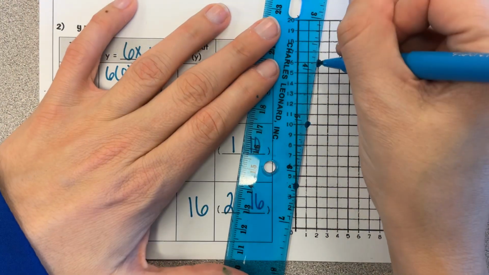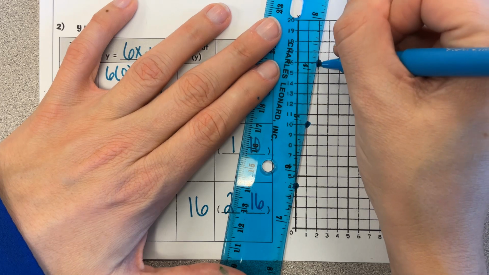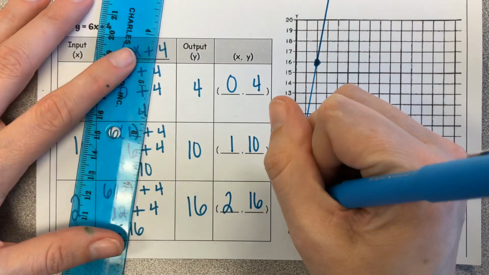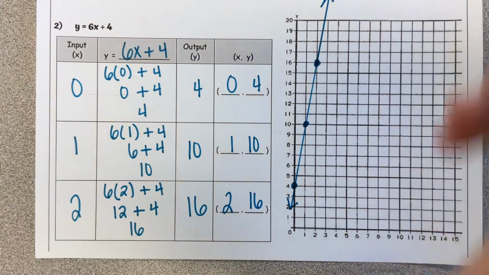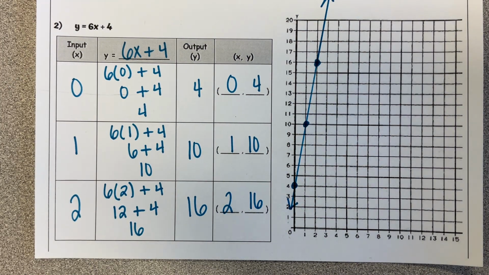And then I'm connecting, making sure these form a straight line, because if they don't, I did something wrong. Drawing an arrow on both ends to show that it continues on forever.